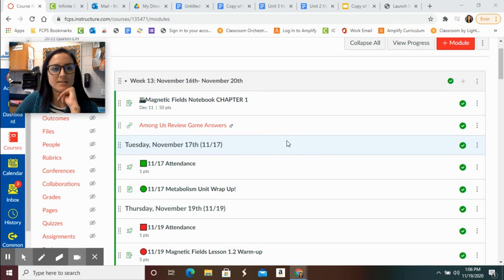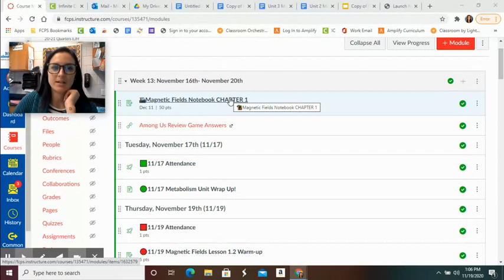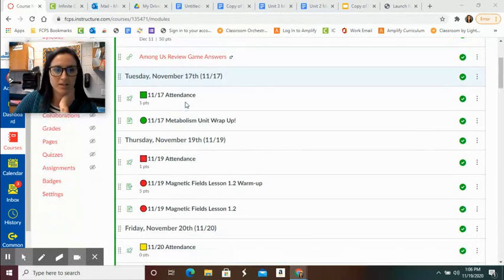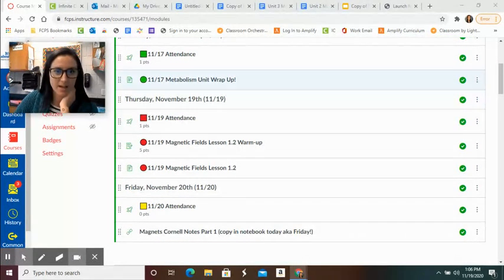All right, this is the recording for magnetic fields, and that's going to be 1.2, our first lesson in this unit. And so you can see down here, this was either Wednesday or Thursday. The first thing I want to show you is that the new notebook for this unit, the first chapter, is on top of the module right here. So you're going to want to click into that and make your copy for the chapter. And then obviously we have the attendance, the warm up, and the lesson.